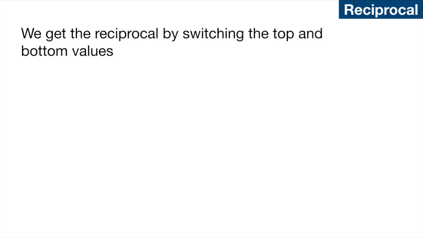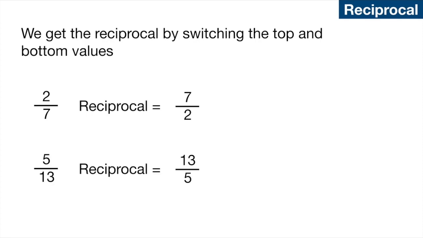Reciprocal we can get by switching the top and bottom values, or you can just call it inverting the fraction. So the fraction 2/7, to get the reciprocal, we just flip it upside down, 7/2. And the reciprocal of 5/13 is 13/5. So reciprocal is really simple, but it's important to understand that because we're going to use this concept when we use division later on.